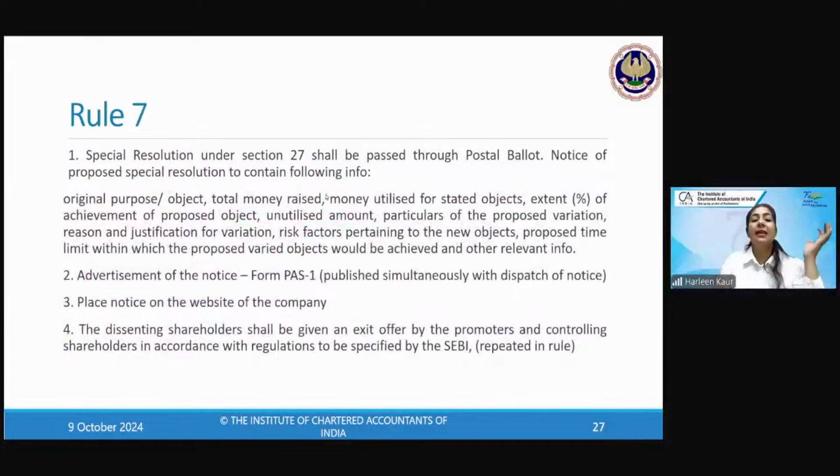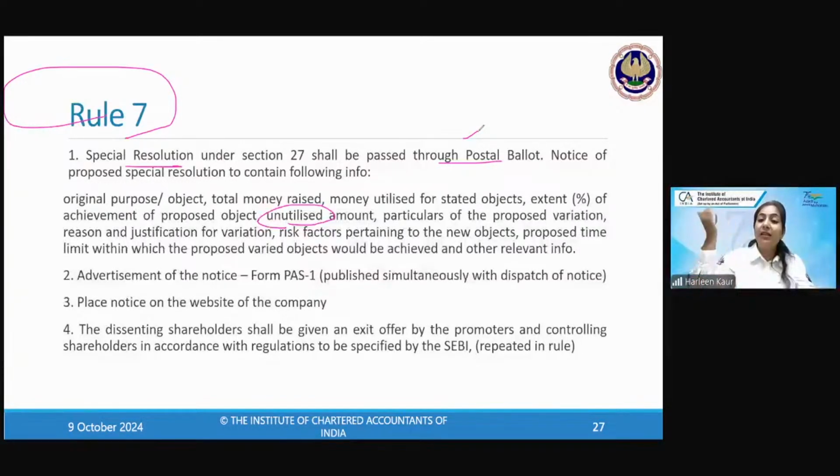So rule 7 says, and rule 7 also will be understood, that you have taken the money from the public and now that money is unutilized. There's still some money left. You have not utilized it fully and now you're bringing a variation. So it is very important that there should be a certain unutilized amount, then only you're bringing such a variation. So law says rule 7 tries to tell you that the SR that you are passing shall be passed through postal ballot. Postal ballot means even if you cannot come to the meeting, you can send your voting by post.